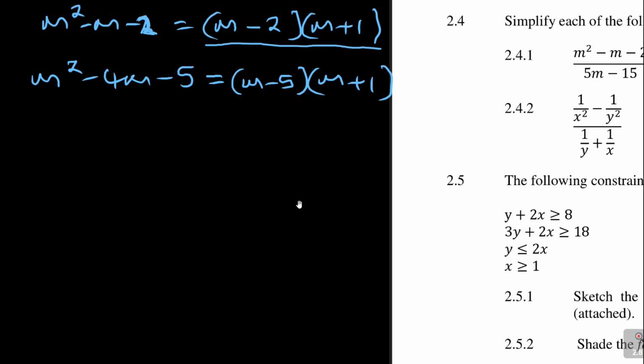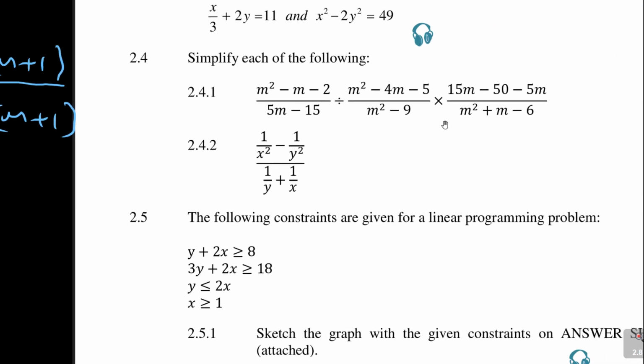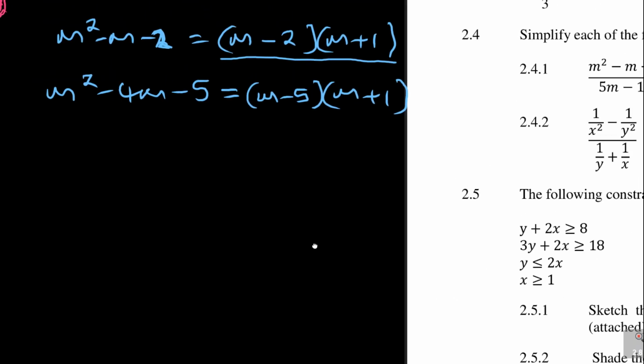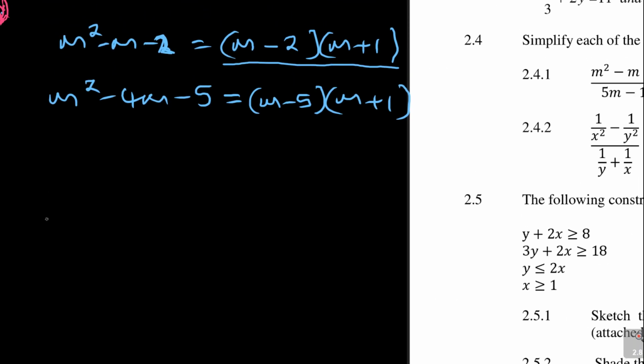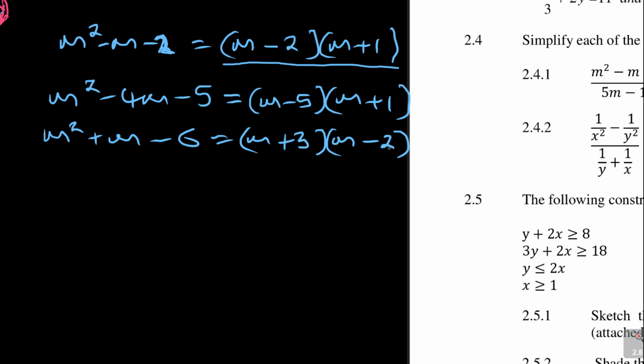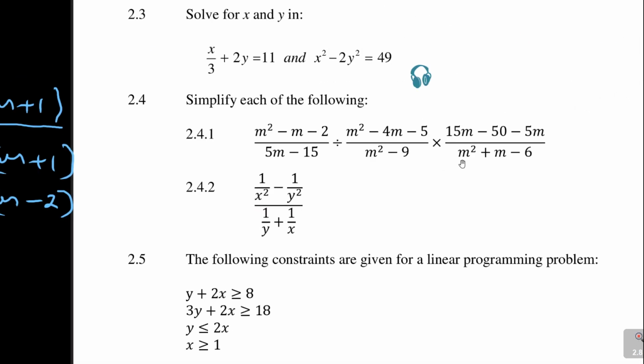Alright, now next one is m squared plus m minus 6 equal to, again, as I said, the skill of factorization is very important. I use the product sum method. So the factors here are the factors of 6, which is m plus 3 and m minus 2. So 3 times 2 is negative 6. You see that? I think that's all I have done, and then the rest I think I can just simplify.